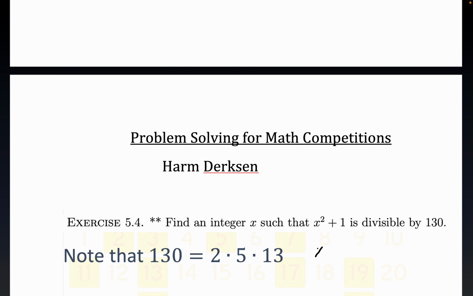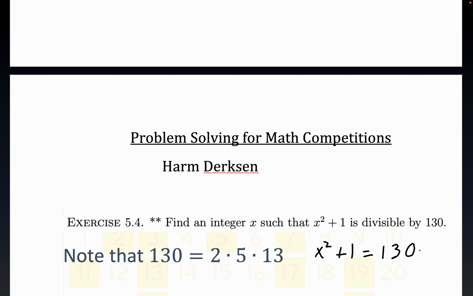That comes to us from a math competition preparation textbook, I guess. And I just want to make sure we're clear on what we're doing right here. We're trying to find an integer x such that x squared plus 1 is equal to some multiple of 130. So we'll just write that as 130m.